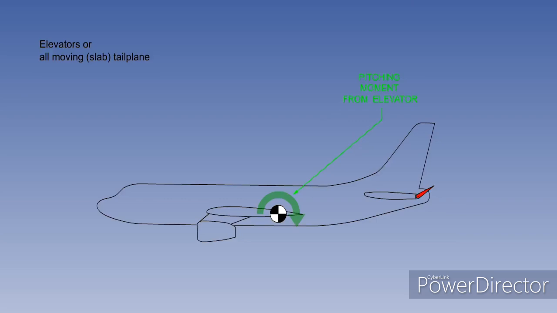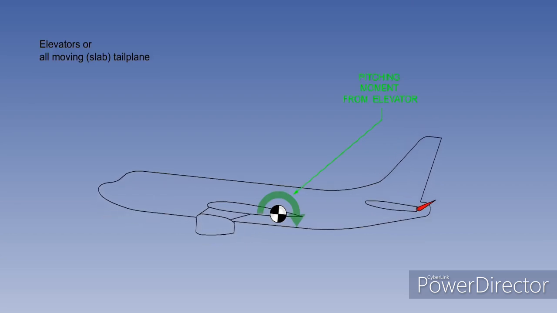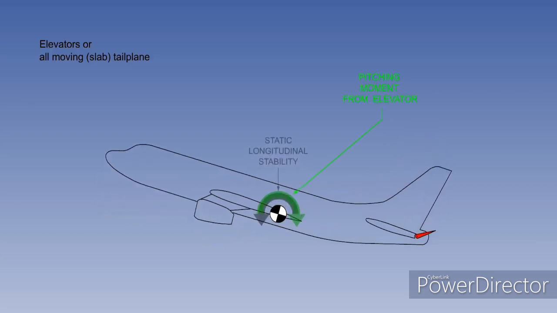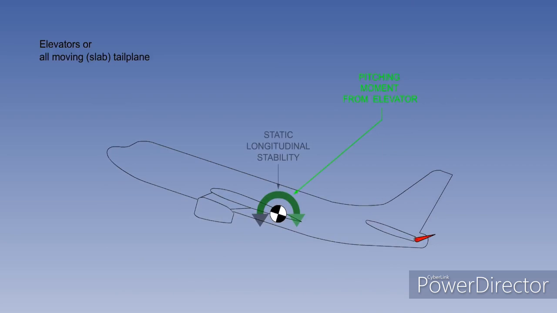aircraft nose up. As the aircraft begins to pitch up, static longitudinal stability will start to give an opposing nose-down pitching moment, and when the two pitching moments are equal, the aircraft will stop pitching. To hold that particular pitch angle, the elevator must remain displaced. Hence, the elevator is known as a displacement control.